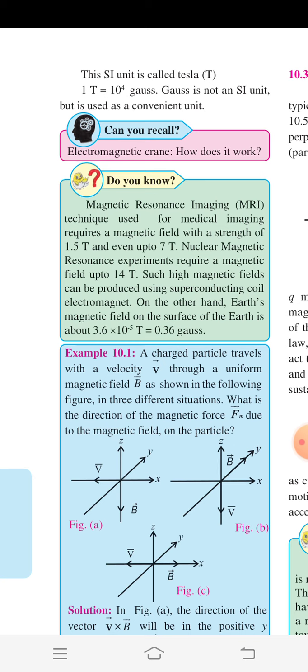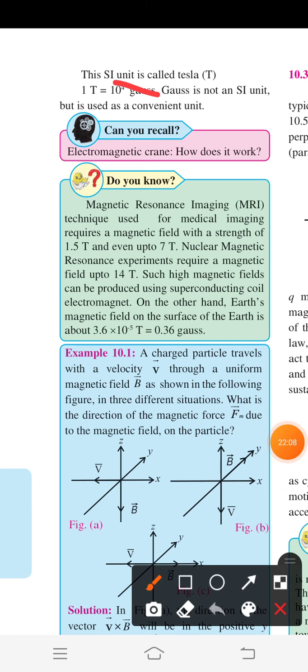It is also known as Tesla, and 1 Tesla is equal to 10 raised to 4 Gauss. Gauss is not an SI unit, but it is used as a convenient unit.